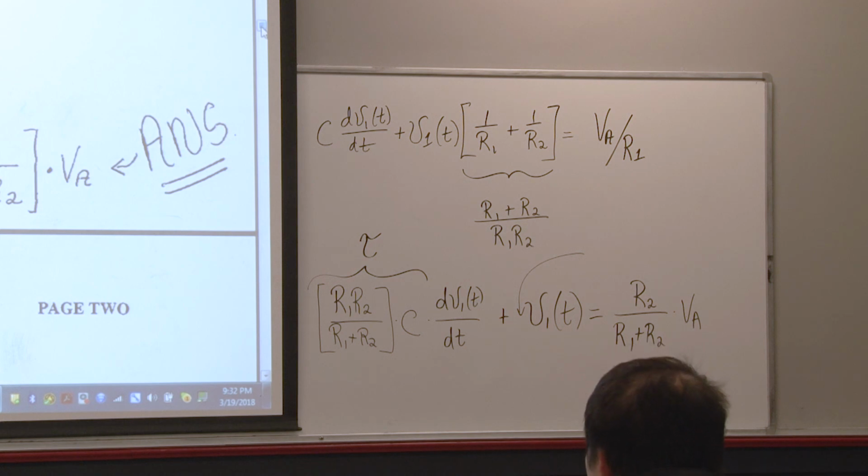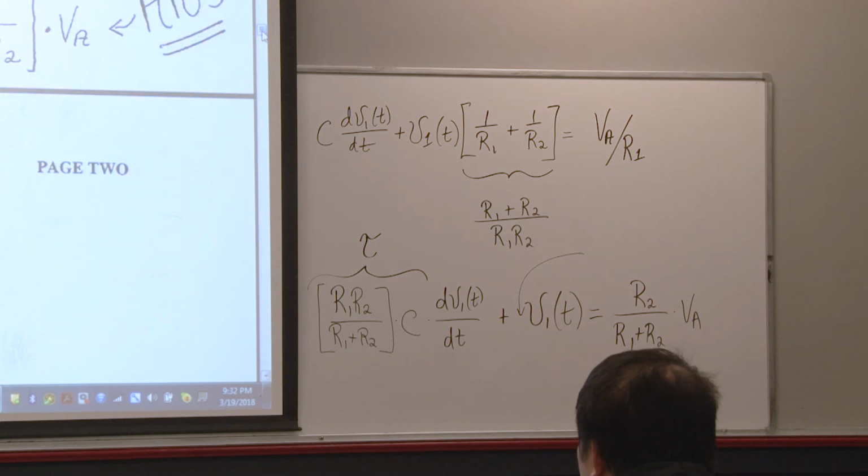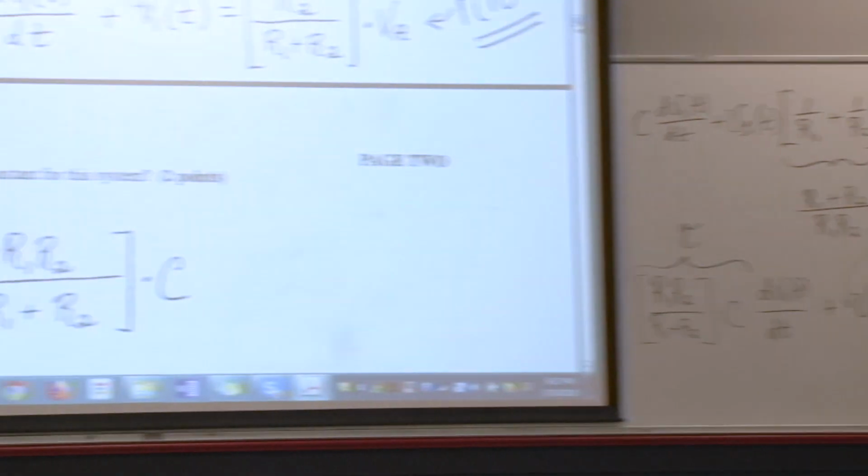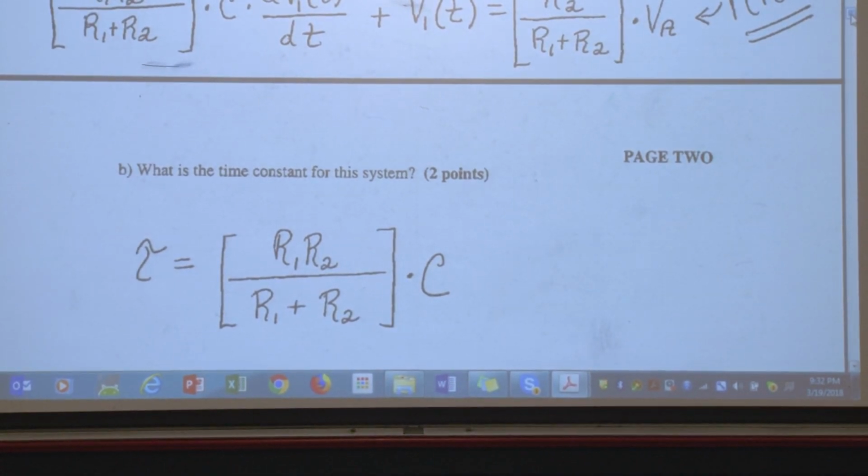So what is tau? Notice it's RC. But RC is product over the sum. That's an R equivalent. So it's RC, except it's some combination of the resistors. Are we good? We're good. Now, next question.